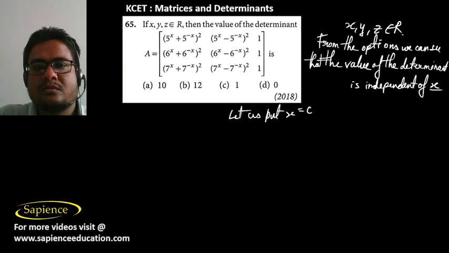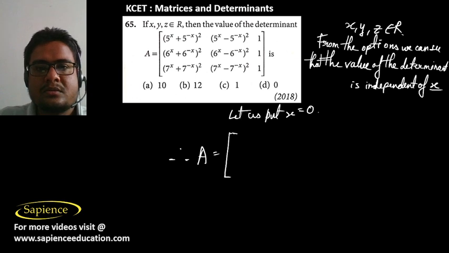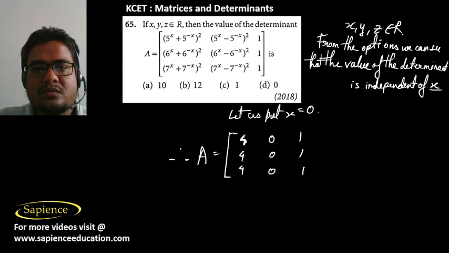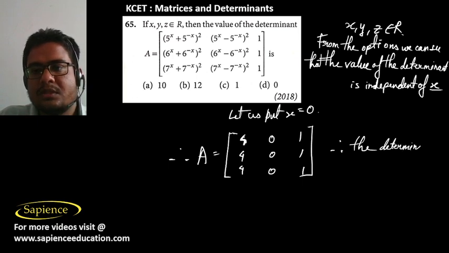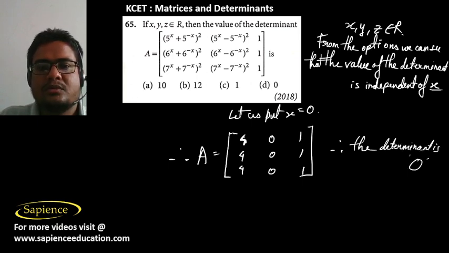Therefore, let us put x equal to 0. Then the matrix A will be 2, that is 5 power 0 plus 5 power 0, which is 1 plus 1, that is 2. So 2 square is 4. This is 1 minus 1, 0, 1. This is also 1 plus 1 whole square, 1, 0, 1. This is again 0, this is 1. From here we can see that all the elements in the second column are zeros. Therefore, the determinant will be 0. Option D is the correct answer.